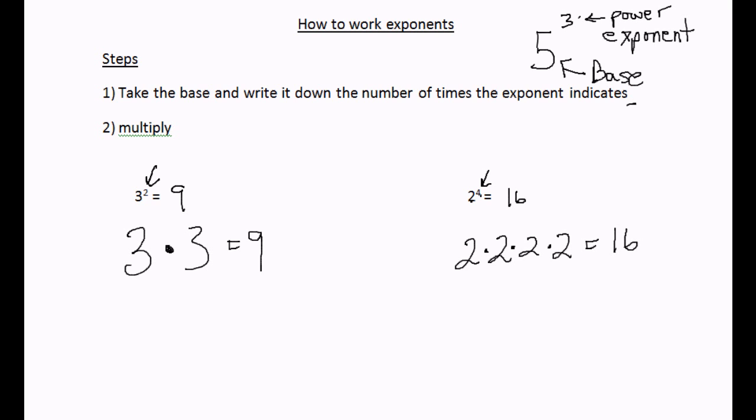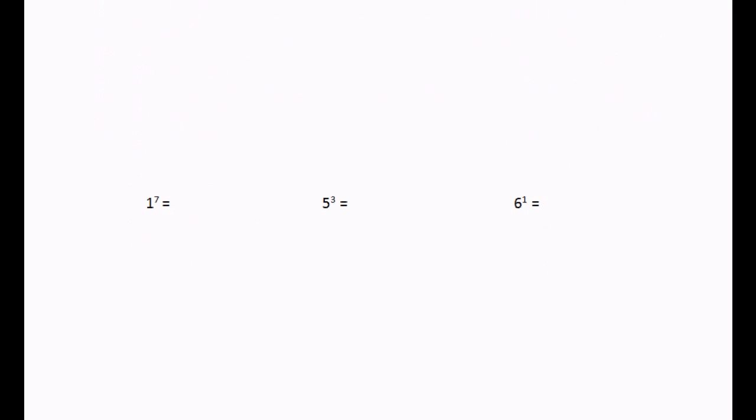I've got a couple more to do. Okay, here we have 1 to the 7th power. Take the base and write it down 7 times. The base is 1. I'm going to write it down 7 times, and then I'm going to multiply. 1 times 1 is 1, times 1 is 1, and so on. I have 7 ones, multiply them all together, and I get 1. 1 to the 7th power is 1.